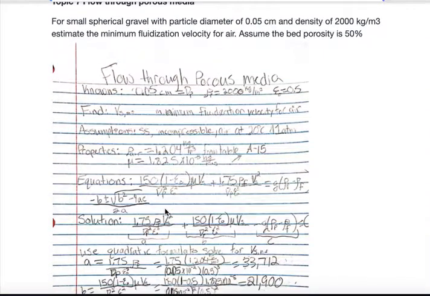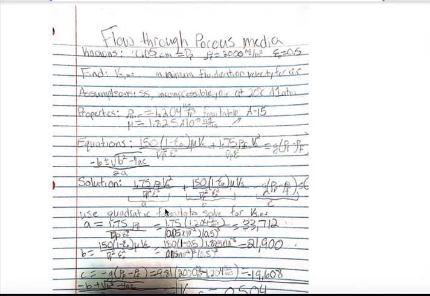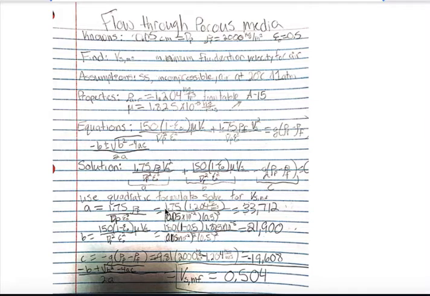All right. Next, we have small spherical gravel particles with given properties, and there's fluid flowing through these particles. We have to estimate the minimum fluidization velocity for air going through these particles. This bed is packed with these particles, and it's also giving us our bed porosity, which is important. Some assumptions we need to make are steady state, incompressible, and air at 20 degrees and 1 atmosphere, giving us properties from our table A15.